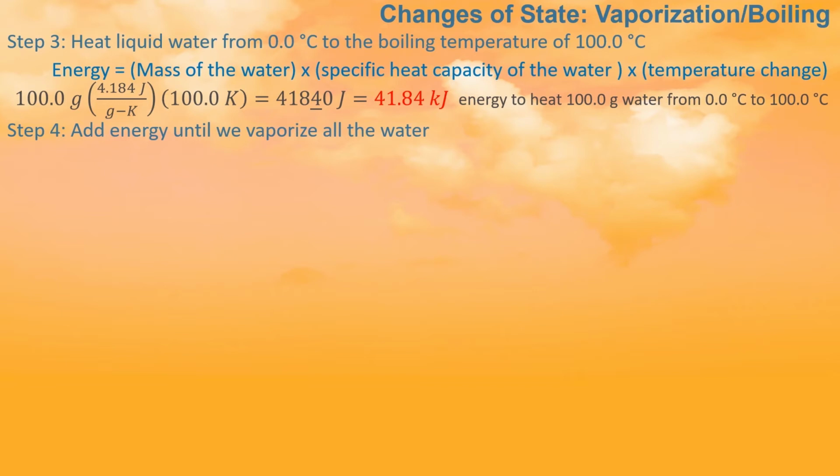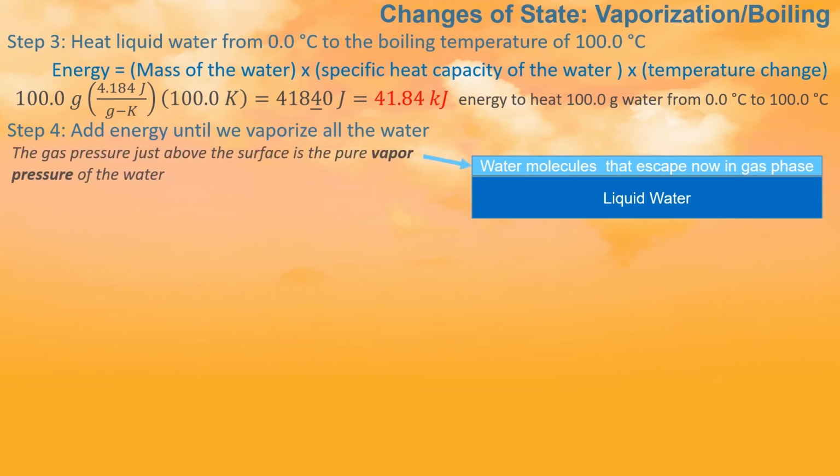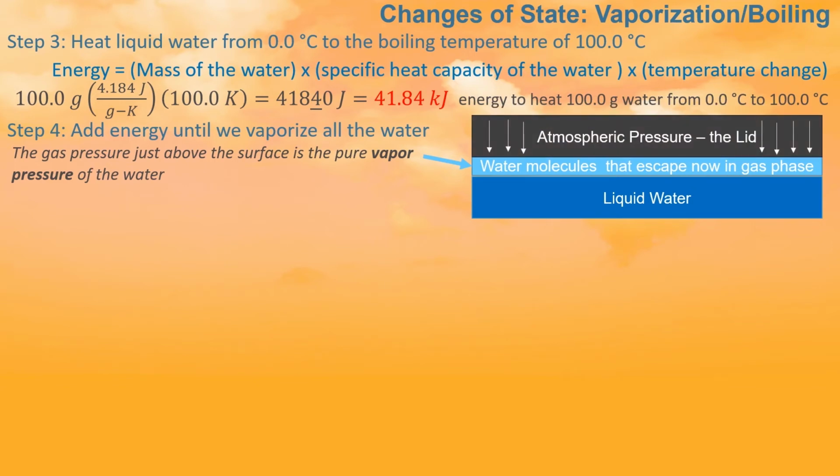Now we boil the water. Before doing that, let's remind ourselves what the boiling or vaporization process means. We first define a quantity called the vapor pressure of the liquid. Let's look at the liquid water at the surface layer. Just above the surface of the liquid is a layer of water molecules that have escaped the hydrogen bonding of the liquid and moved into the gas phase. The gas pressure just above the surface is the pure vapor pressure of the water, since at this immediate layer, the gas phase is mostly water molecules. The atmosphere above this gaseous water layer acts as a lid of higher pressure, keeping the water vapor contained close to the surface of the liquid.